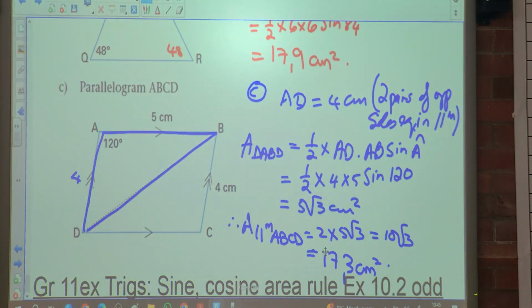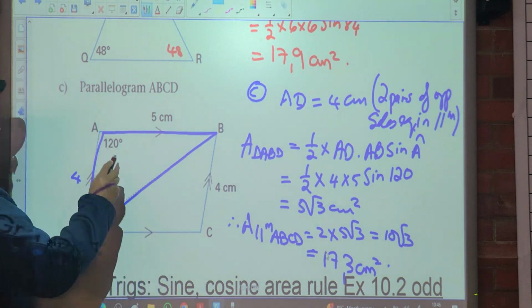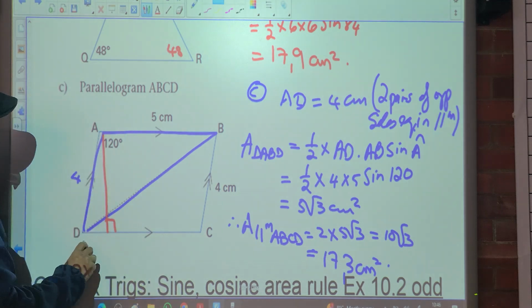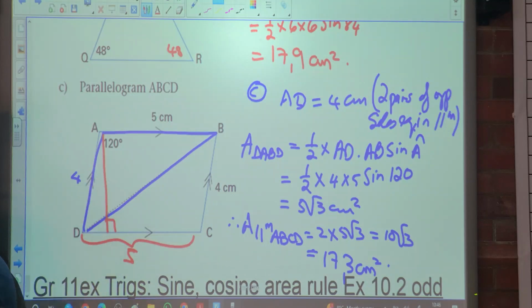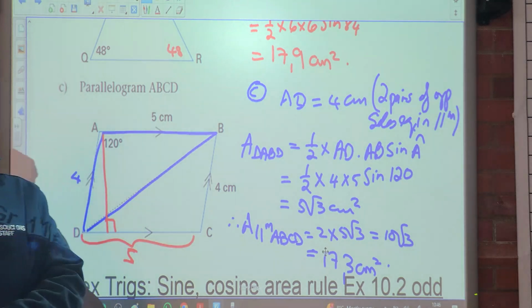Sir, could you also have used the formula for the parallelogram? What is the area of a parallelogram? Base times the perpendicular height. Yes, the base times perpendicular height. But do you have the length of the perpendicular height here? No. We don't have it. That would have been your base here, which is 5. We don't have the perpendicular height, so you could have used it if it was given.